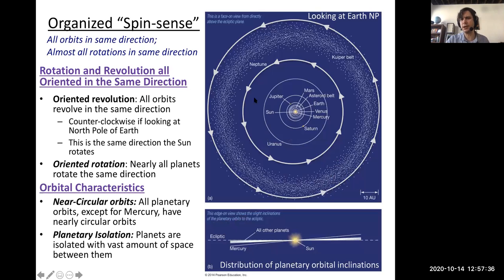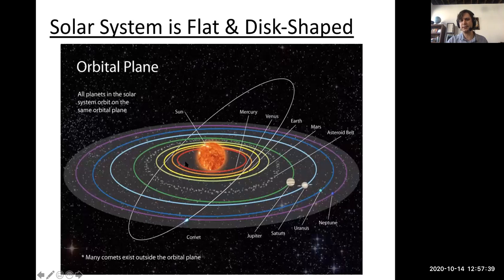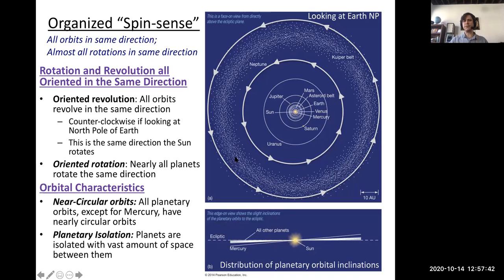So in this image over here, we're no longer looking at the solar system sort of edge on. It's like we're flying up out of the solar system and we're looking down on the north pole of the sun, or really the north pole of the Earth. So we're looking down on the northern part of the Earth. We're looking from the north down onto the solar system. And here we can actually see the shapes of the orbits, the distribution of the orbits. And we can start looking at things like, oh, well, what ways are things rotating? What ways do the planets rotate? And what ways do they orbit? What is their revolutionary motion?